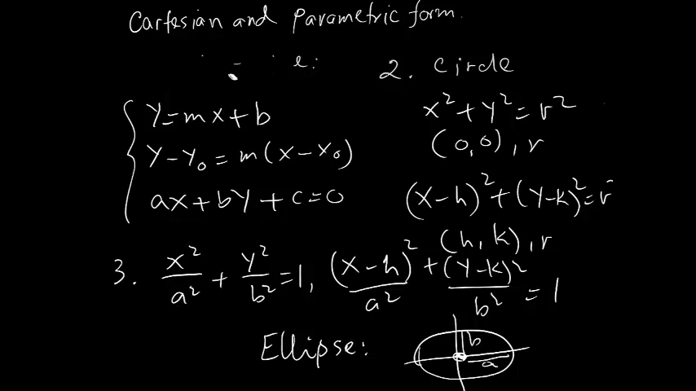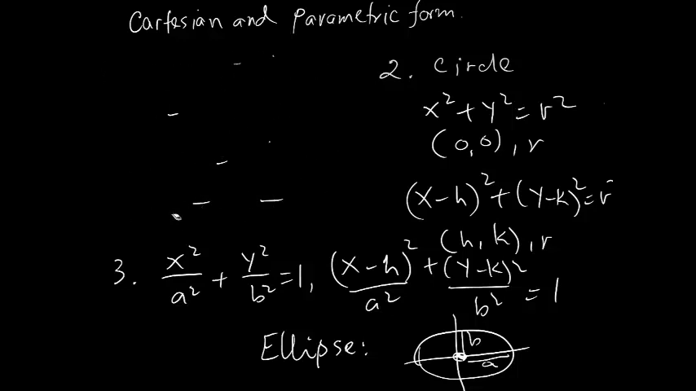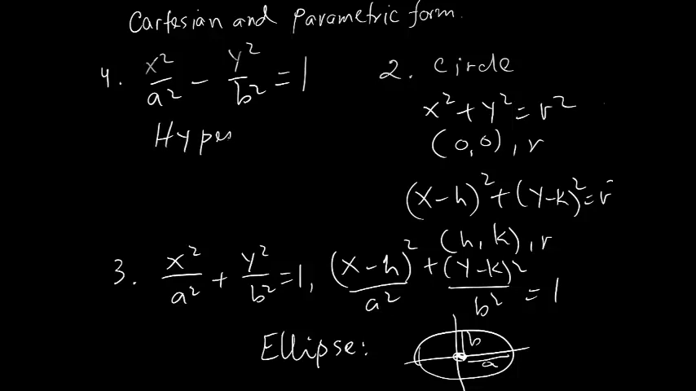Next one, x squared over a squared minus y squared over b squared equals 1. So this one will be hyperbola. The hyperbola looks like this.